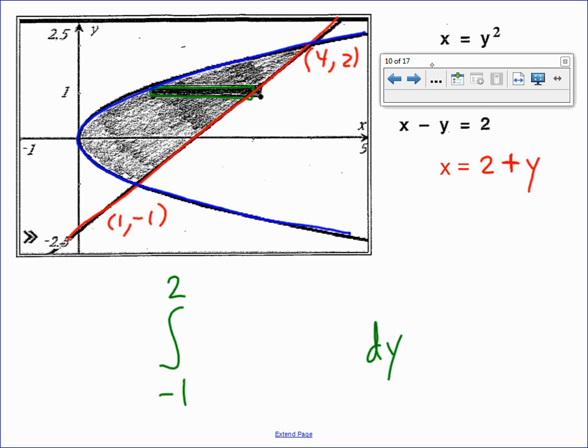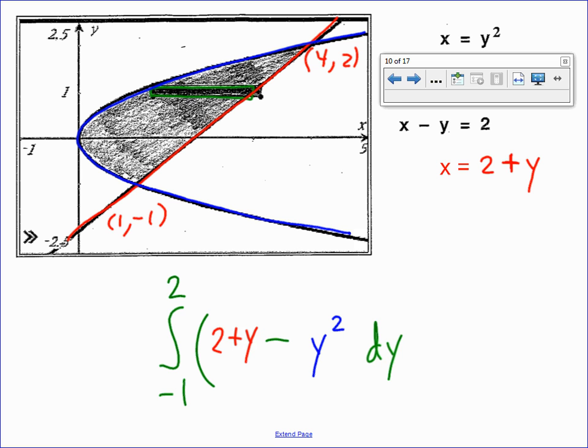We're integrating with respect to y, so we need our curves to be solved for x so that I have y's in them. My rightmost boundary curve minus leftmost boundary curve. That's going to ensure that the height of my horizontally oriented rectangle is positive. So here we go. Right curve solved for x is 2 plus y. That's in red. Minus left curve solved for x. That's x equals y squared.